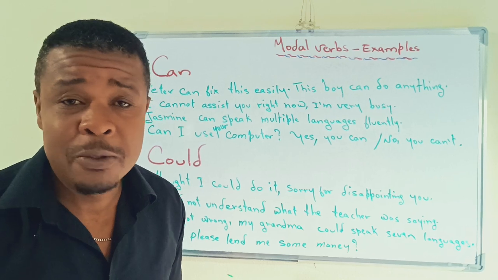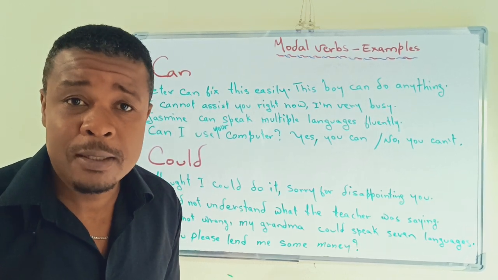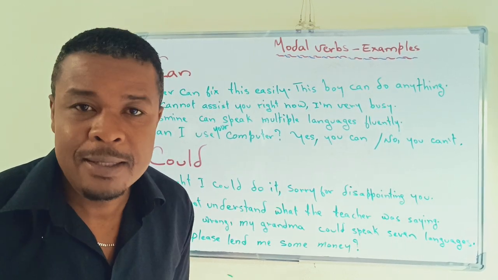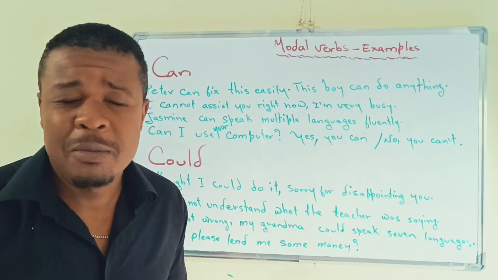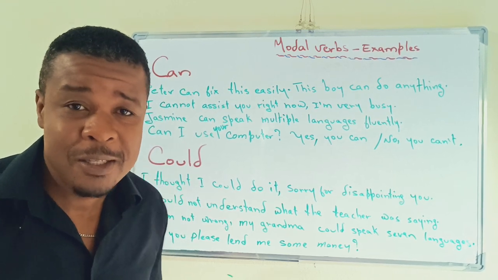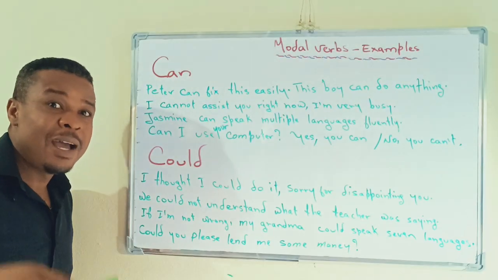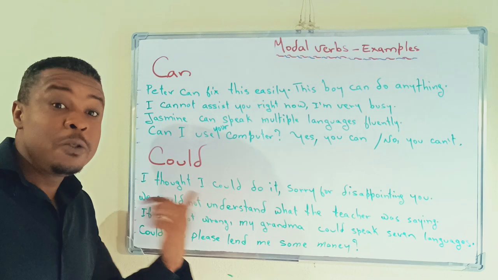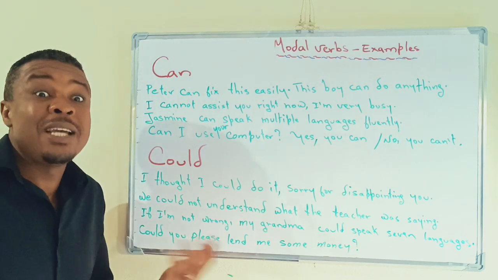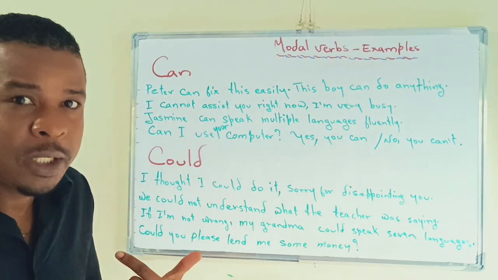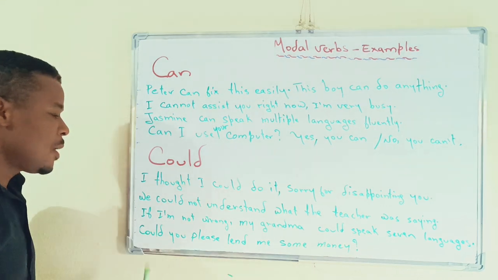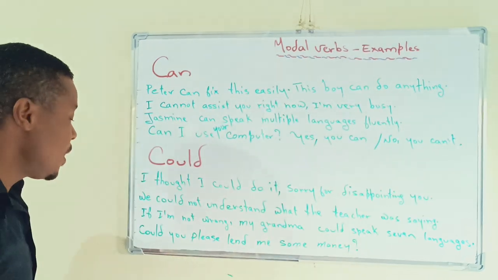Pensé que lo podría hacer. Pensé que lo podía hacer. Discúlpame, perdóname por decepcionarte. You see? O sea, I'm talking about a past possibility, no? I thought that I could do it. Pensé que lo podía hacer, pero lamentablemente no pude. You get it? All right. So let's go with the next example.